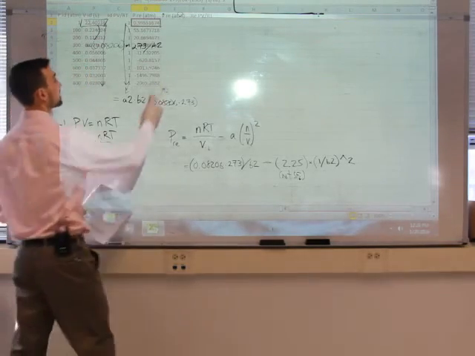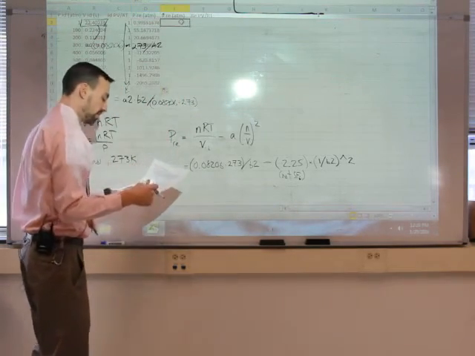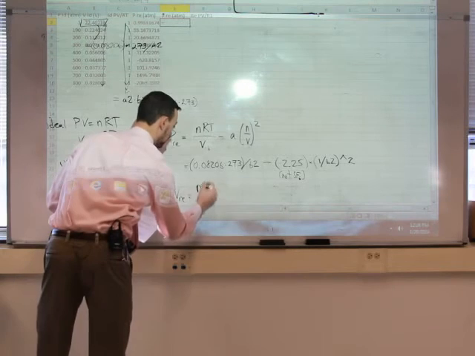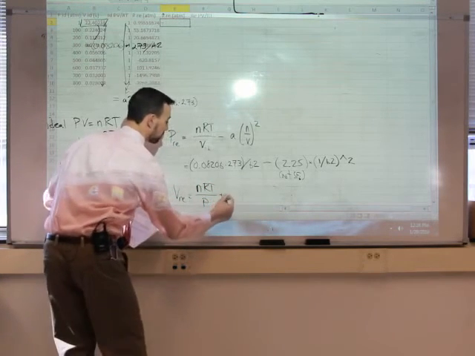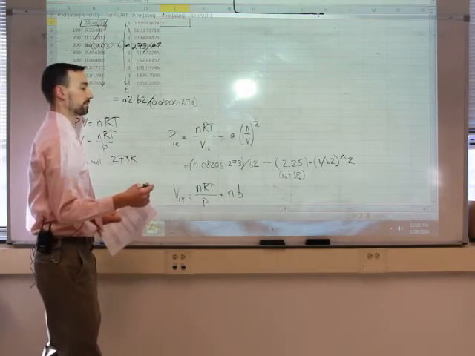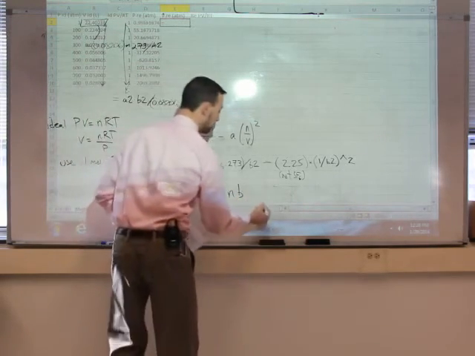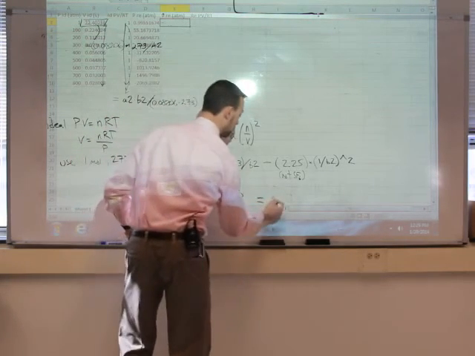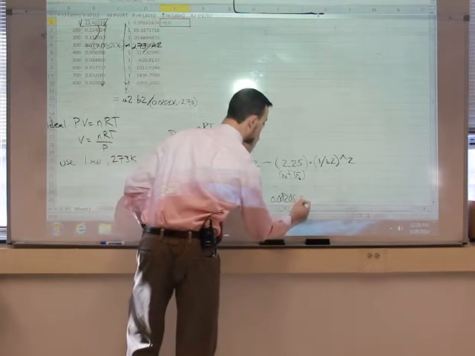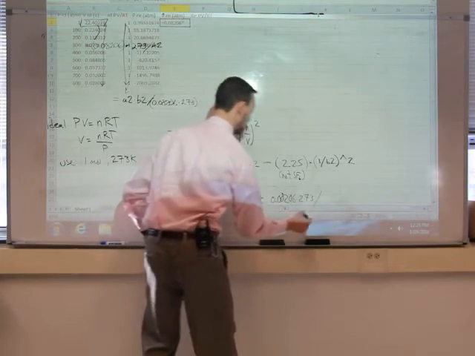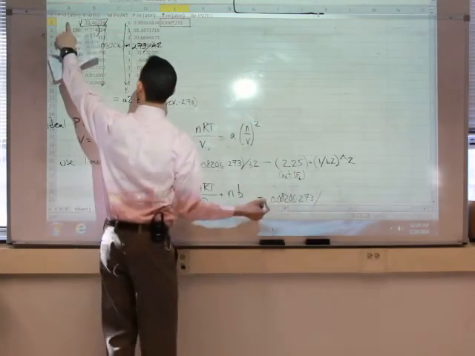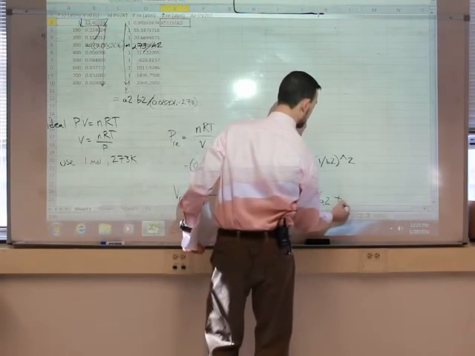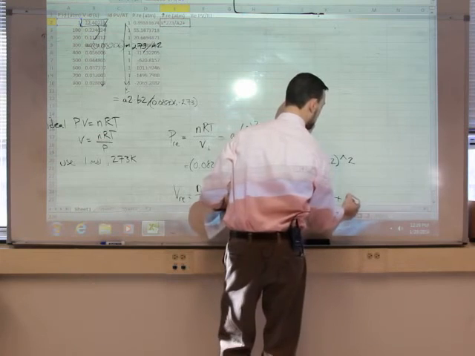Now, let's repeat this. Let's find the real volume. Our real volume had the nRT over pressure plus n times b. So our equation here in E would be to type in equals, again we don't need the 1 for the mole, but 0.08206 times 273 divided by the ideal pressure, so divided by A2, all right, plus then, again we don't need the moles, but just plus the b value.